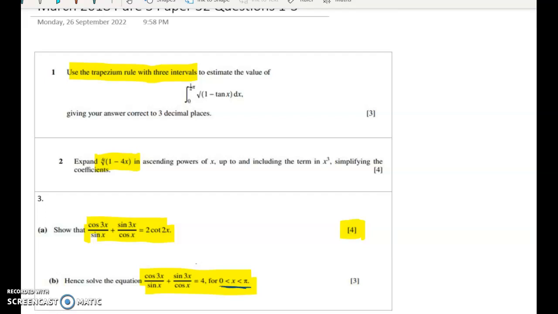Okay, so let's start with the trapezium rule question 1. Just notice that the function that we're integrating is the square root of 1 minus tan x. Not just 1 minus tan x, and 2 very strong students missed that square root sign, right? And that square root sign goes over the whole of the brackets.